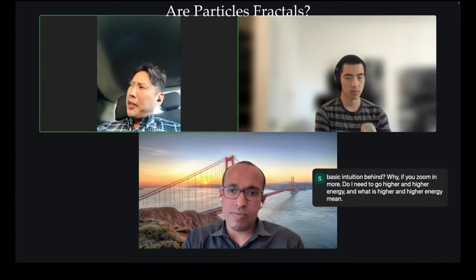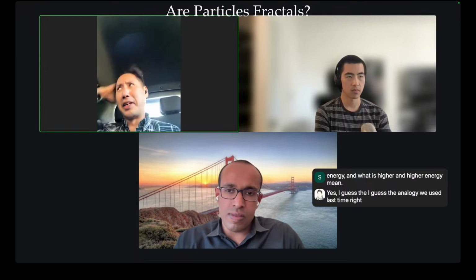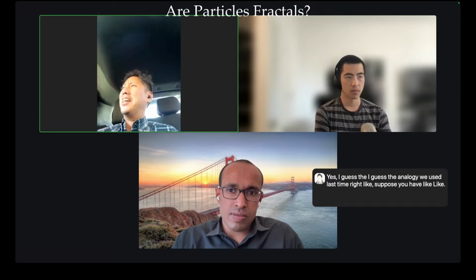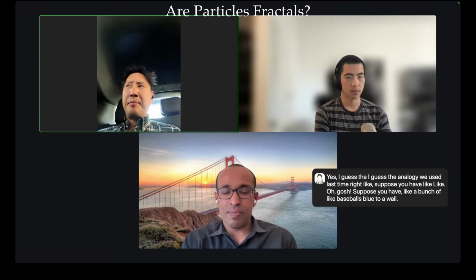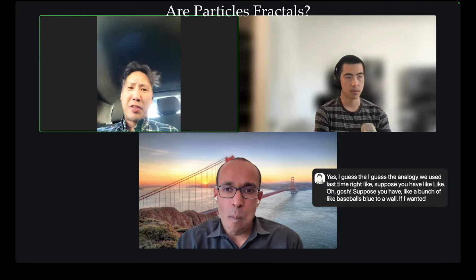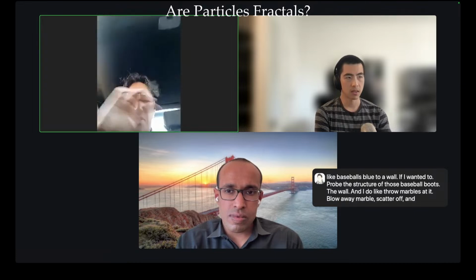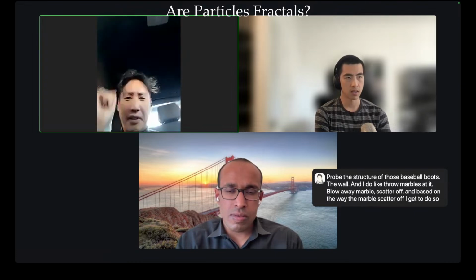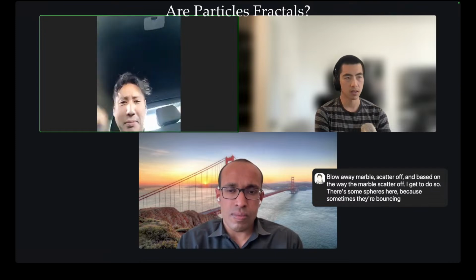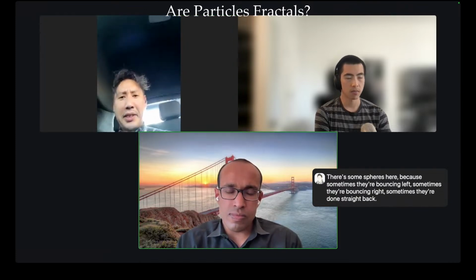Yeah, so I guess this is the analogy we used last time, right? Suppose you have a bunch of baseballs glued to a wall. If I wanted to probe the structure of those baseballs glued to the wall, I would throw marbles at it and let the marbles scatter off. Based on the way the marbles scatter off, I could deduce, oh, there's some spheres here, because sometimes they're bouncing left, sometimes they're bouncing right, sometimes they bounce straight back. I could basically piece that together.